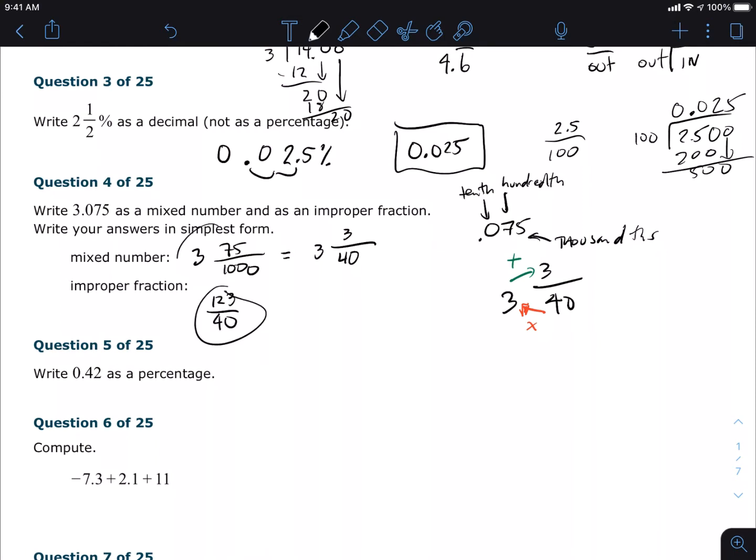And so these are our 2 answers. 123 over 40, and actually better than that one is this one. Are we good with that? Yes.